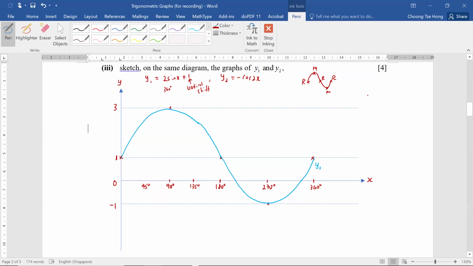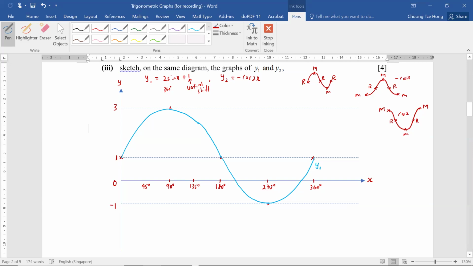This is a negative cosine graph, so it's going to be the inverse of the cosine graph. It's going to look like this, which means it's going to start from the minimum, then go to the rest, then go to the maximum, then go to the rest, and then go to the minimum. So this is an inverted cosine graph, because this is a negative cosine graph. The positive cosine graph will be like this. For the positive cosine graph, remember we start from the maximum, then go to rest, then go to minimum, then go to rest, then go to maximum.